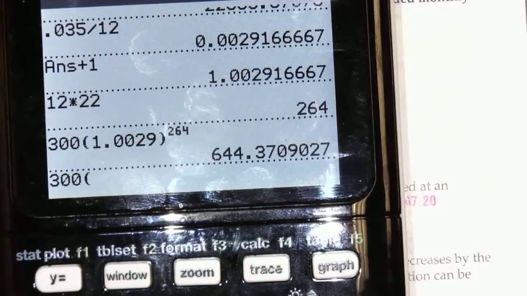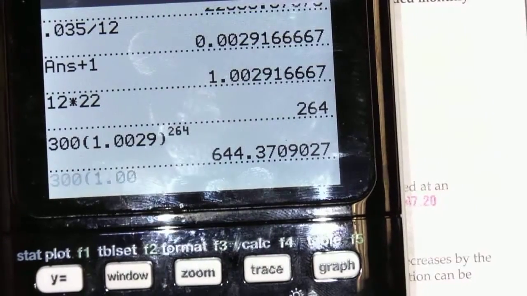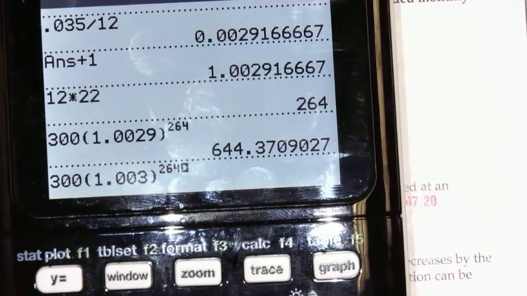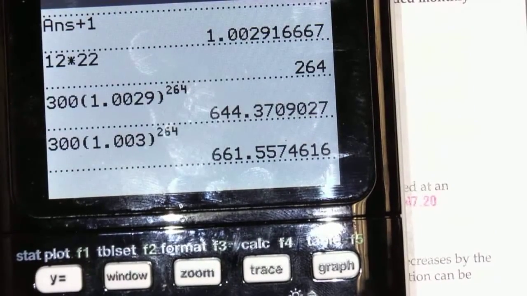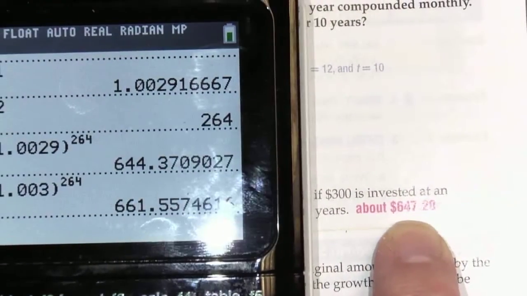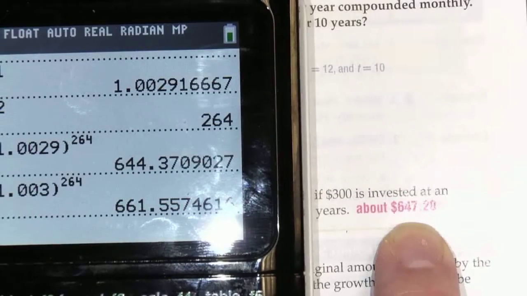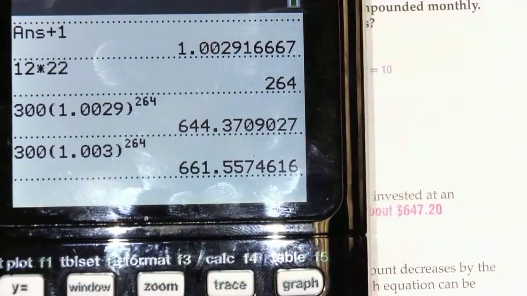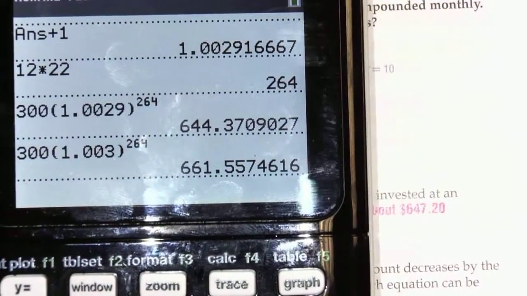Okay, times 1.003 to the 264th power. Well, 661. They got 647. Yeah. What they did was they took the 1.00291666667. Mm-hmm. They did the full number. Oh, full number. Okay. Well, that's smart move. Okay, they were even more accurate than us, huh?